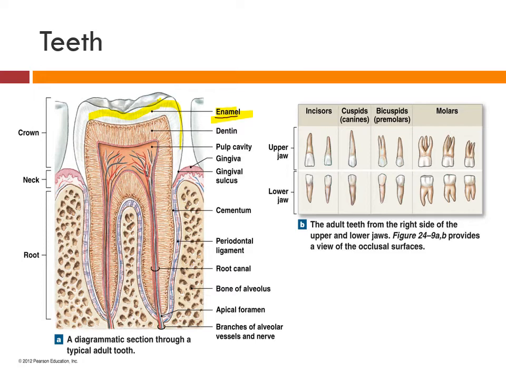The teeth are within the alveolar sockets, right? The alveolar processes of the maxilla and the mandible. We've got the blood vessels and nerves that supply the teeth, and they enter through the apical foramen, and that's down here at the base of the tooth.